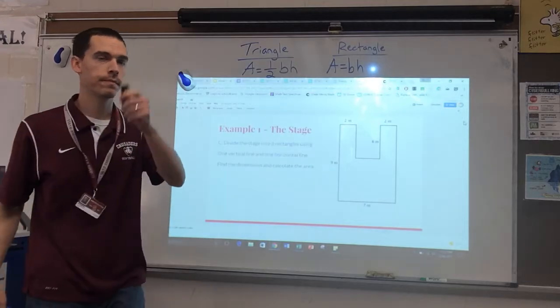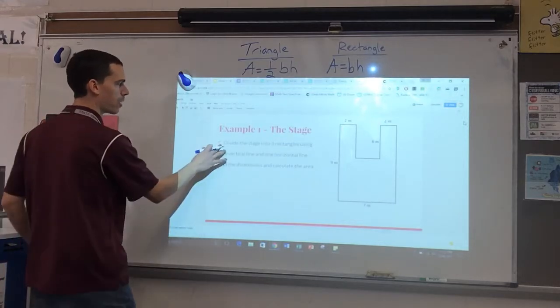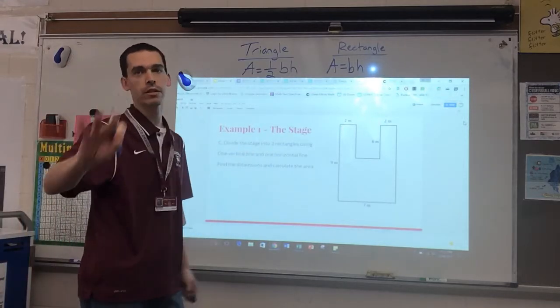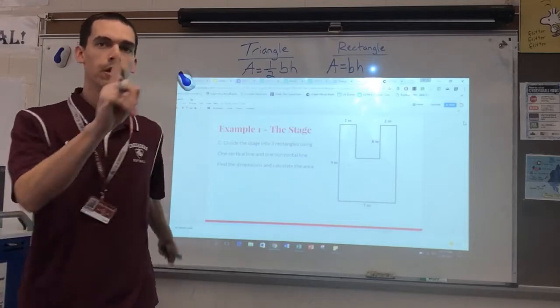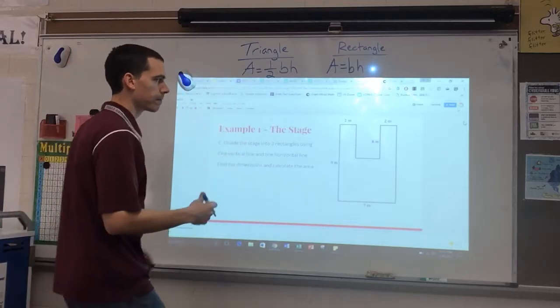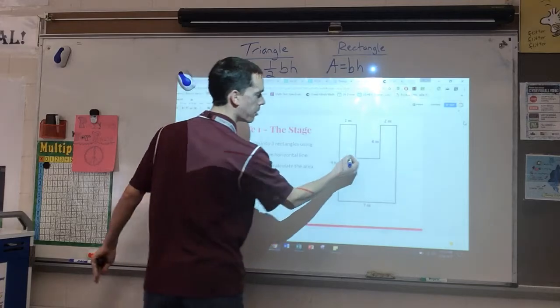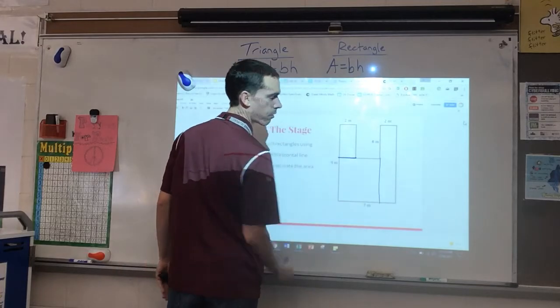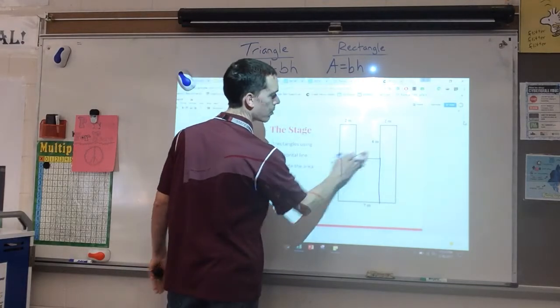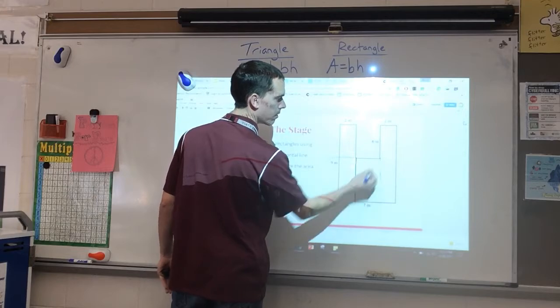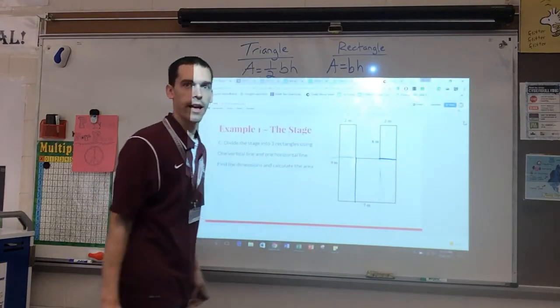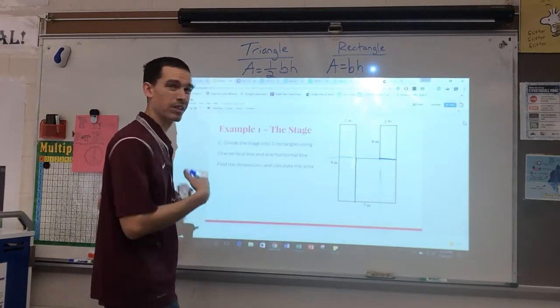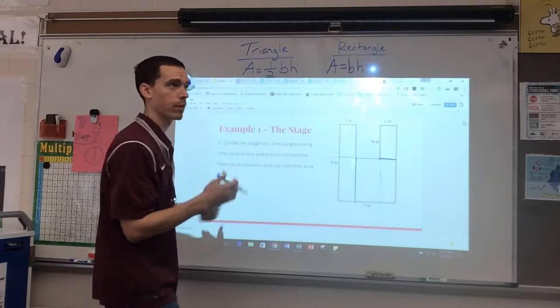if we do this? Okay, so part C, divide the stage into 3 rectangles using 1 horizontal and 1 vertical. Now obviously you can have 2 different patterns here. You could go 1 horizontal, 1 vertical like that. Or you could also go 1 vertical, 1 horizontal like that. Okay, either one works. It'll be the same idea, just flipped over.